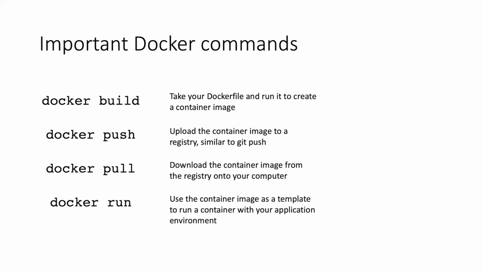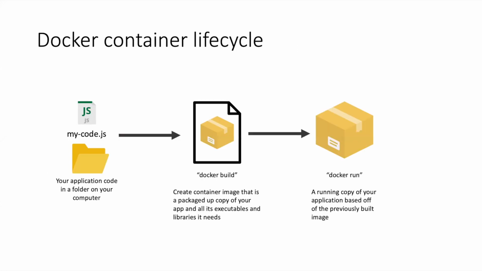Then last but not least, there's docker run. So once you've pulled a container image out of a registry, you want to run that container image on your machine, you use the docker run command. So to summarize the life cycle, you start with your code on your computer, and you probably have a folder of code and some other tools that you want to package up. You use the docker build command to package that up into a container image. And then that container image travels to another machine, and then you use docker run on that machine to actually run the container image, which runs the application on that machine.